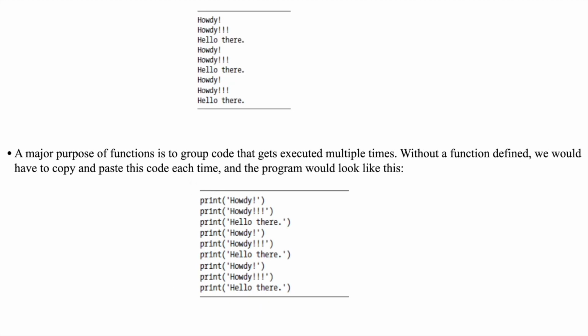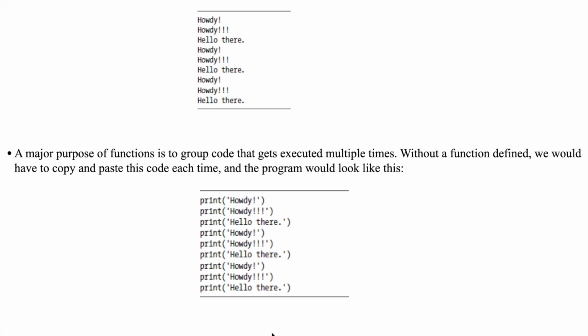Now, a major purpose of functions is to group code that gets executed multiple times. Why do we use a function? If you want to execute some code multiple times, you can create a function for that. You can call the function every time you want to execute that code. So you can call that function multiple times, and the code will be executed multiple times.